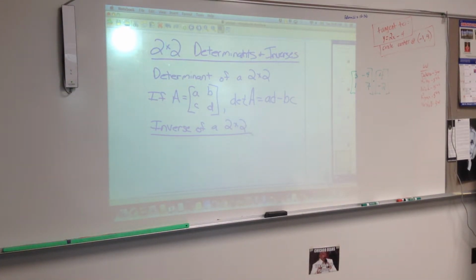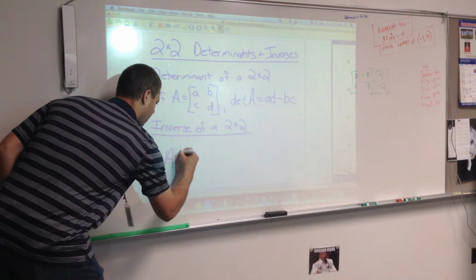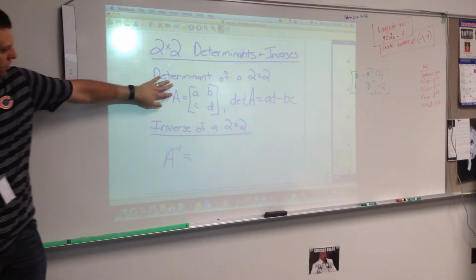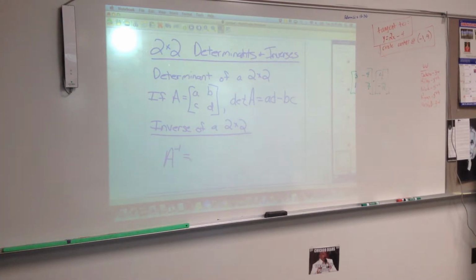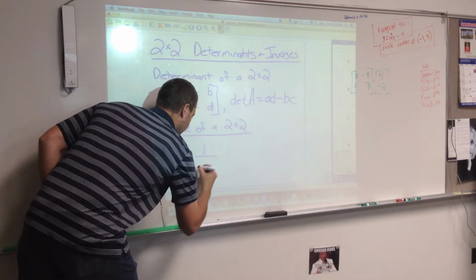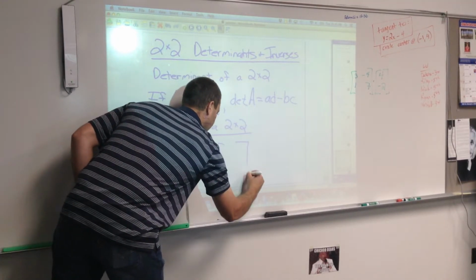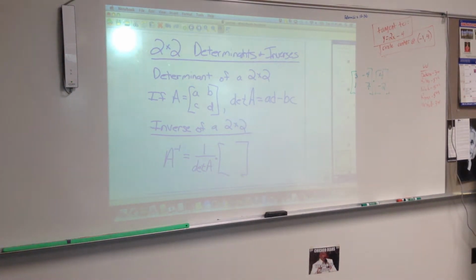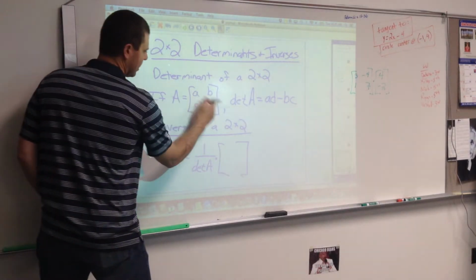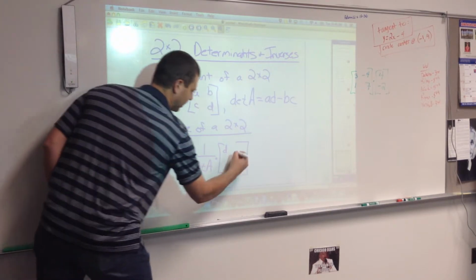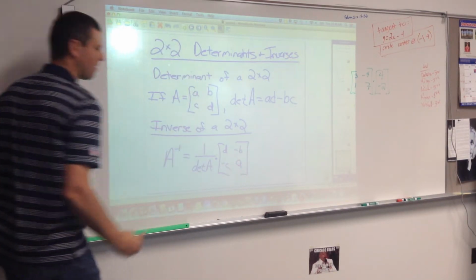Then the inverse of a 2 by 2 matrix can be found this way. Again, if this is matrix A, the inverse of matrix A is 1 over the determinant of A times the matrix where A and D switch spots, and B and C switch signs. Signs become opposite.